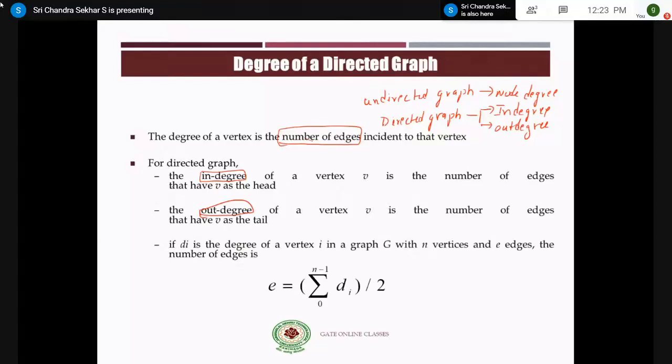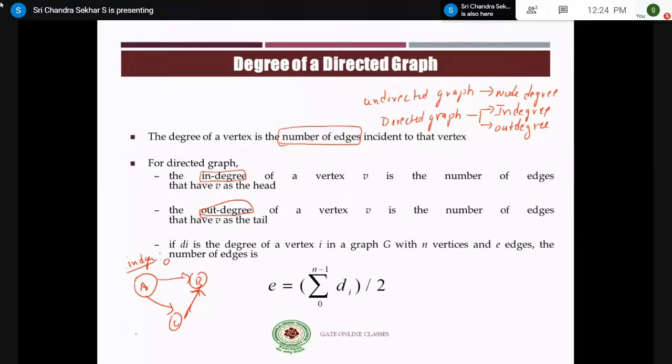And coming to the directed graph, what is in degree? For example, I have a directed graph like this, right? So I have an edge from A to B, A to C, and I have an edge from C to B. Now what is the in degree of A? In degree means the number of edges that end at A. That means this particular arrow mark should be at A. So we don't have any edges that are towards A. Therefore the in degree is 0.